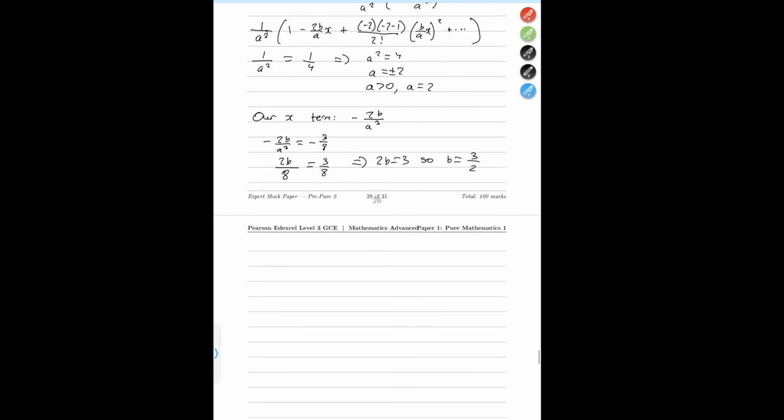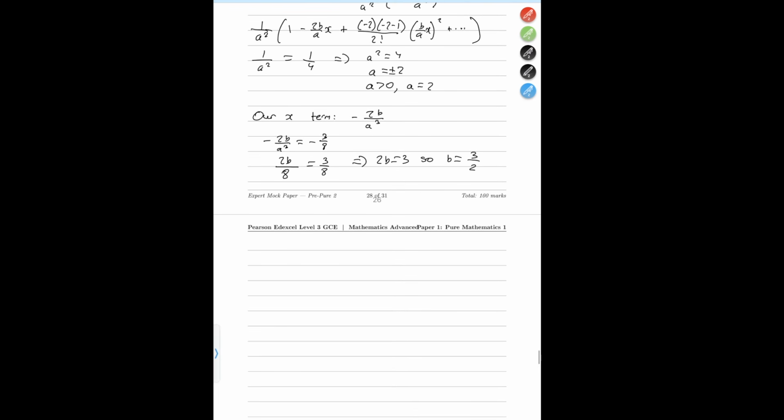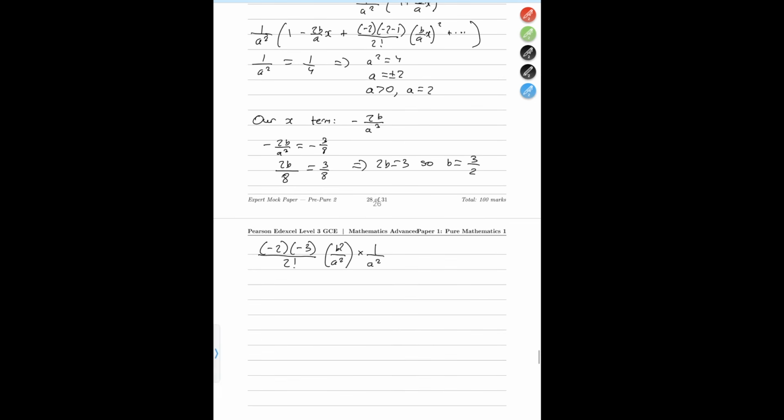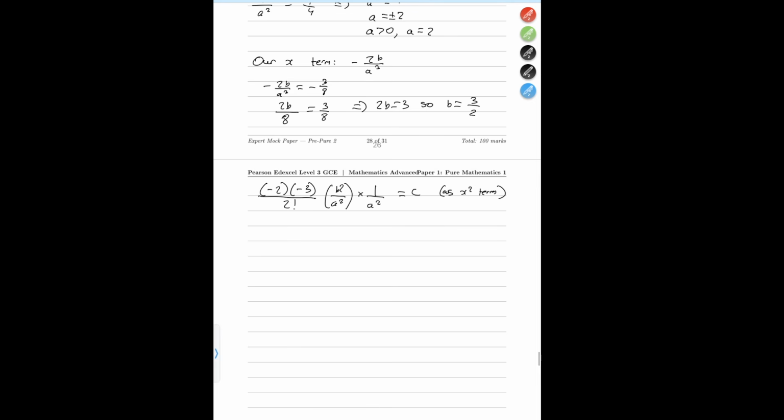So again, let's not forget our 1 over a squared. So we'll get minus 2 minus 3 over 2 factorial multiplied by b squared over a squared, and then again multiplied by 1 over a squared is equal to, so I'm just going to write here, the x squared term. So now let's simplify that left-hand side. So we get 6 over 2 factorial, which is 3. So 3b squared over a to the 4 is equal to c.